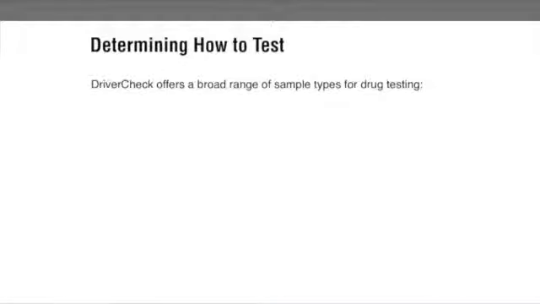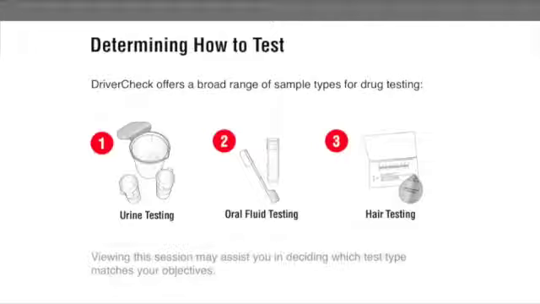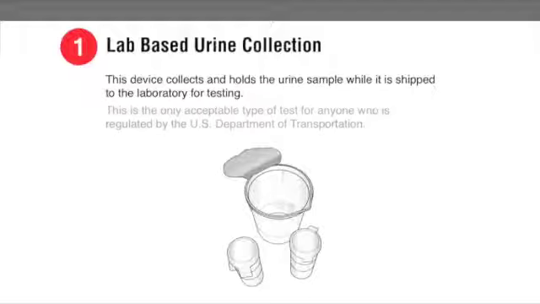DriverCheck offers drug testing methods on a broad range of sample types, including urine, oral fluid, and hair. Each method has its advantages and disadvantages. This tutorial will help you compare them and will help you determine which type or types best match your company's objectives. For a lab-based urine collection, the sample is collected in a securely sealed specimen cup and is shipped to an accredited analytical laboratory for testing.